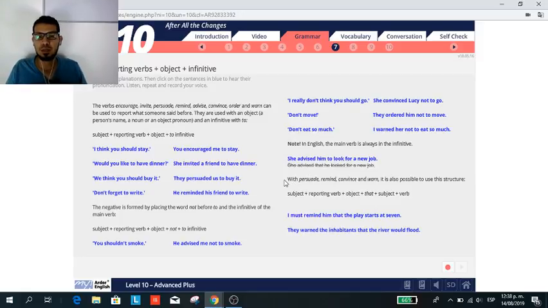With persuade, remind, convince, and warn, it is also possible to use this structure: subject plus reporting verb plus object plus that plus subject plus verb. Examples.